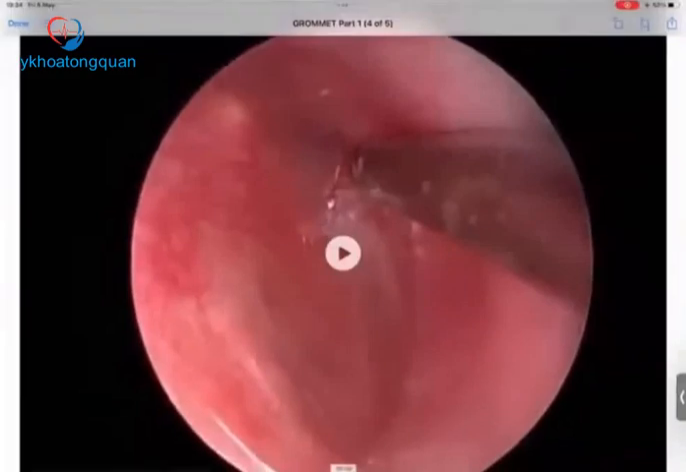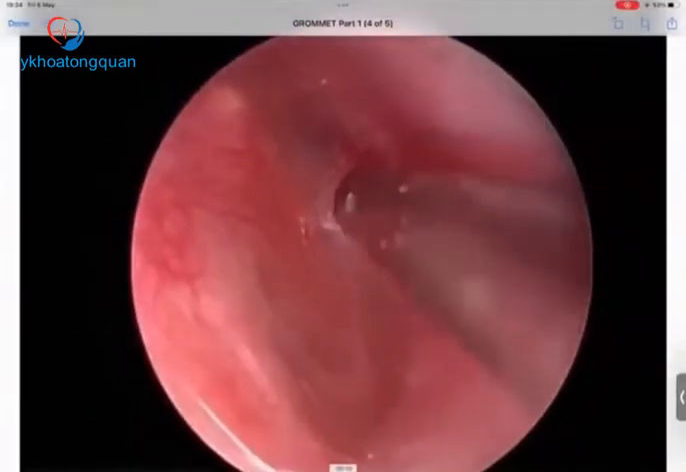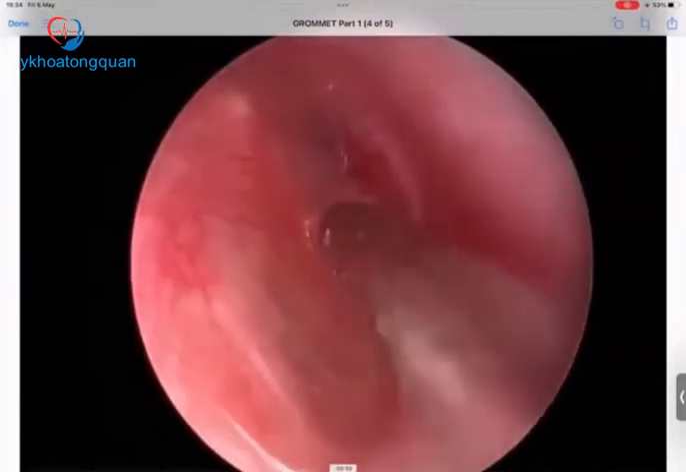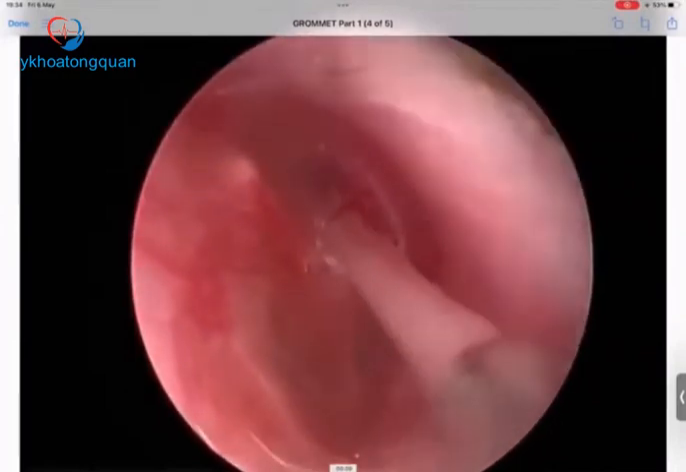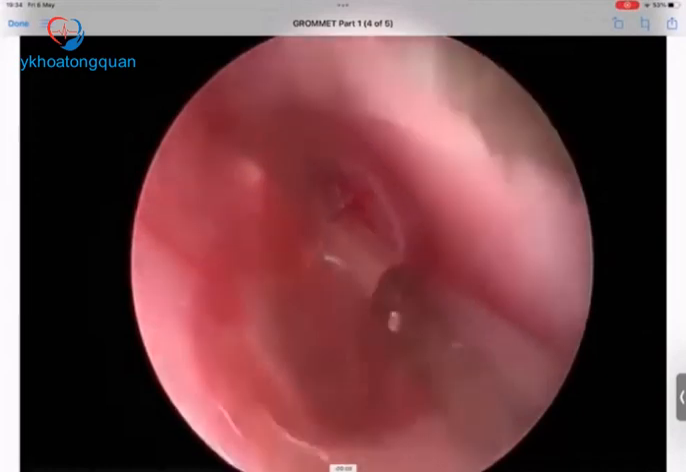First of all, let us see the myringotomy. Can you see? This is myringotomy cut. The first video we saw earlier also. Through that cut, I'm sucking the glue out.